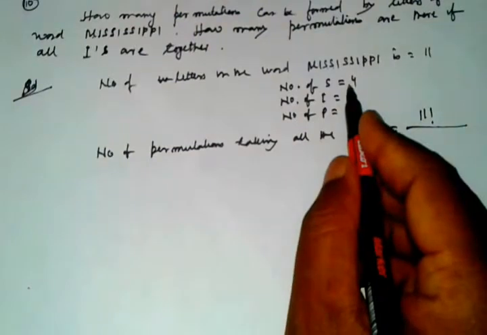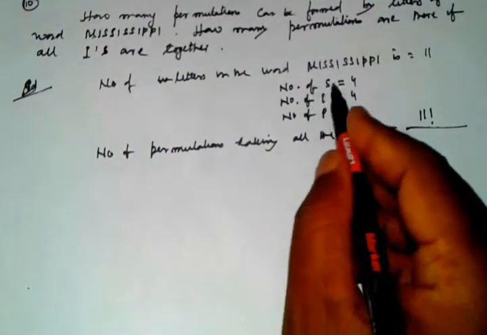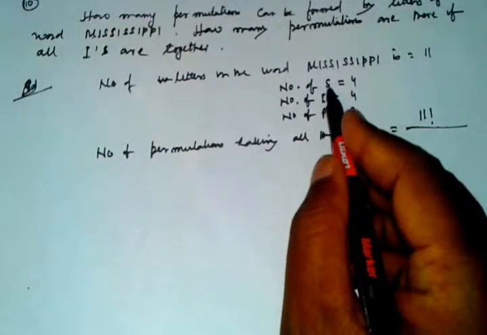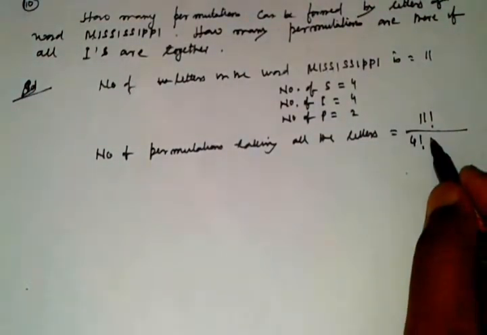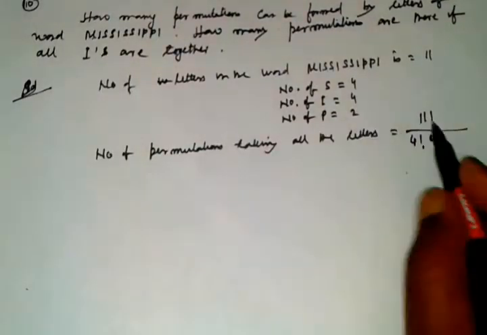Factorial 11, and we have to divide this because the number of S is repeated.